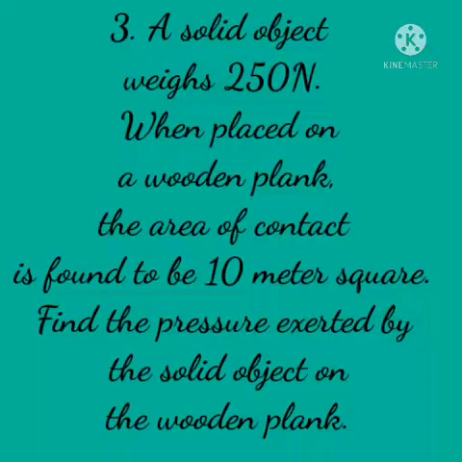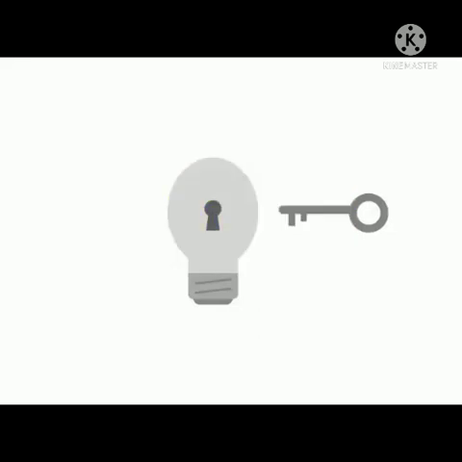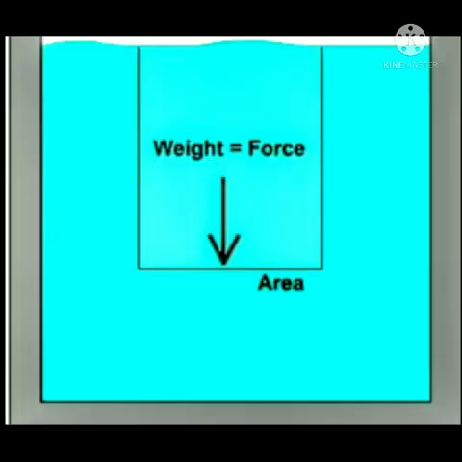Third numerical: a solid object weighs 250 Newton. When it is placed on a wooden plank, the area of contact is found to be 10 meters square. Find the pressure exerted by the solid object on the wooden plank. Let us solve it. Here the force is equal to weight.